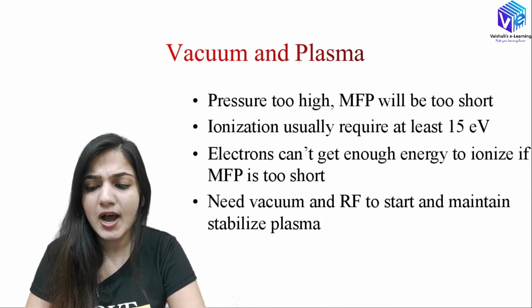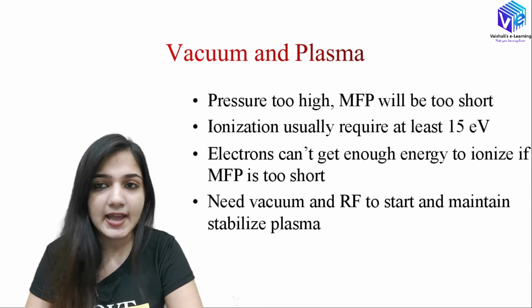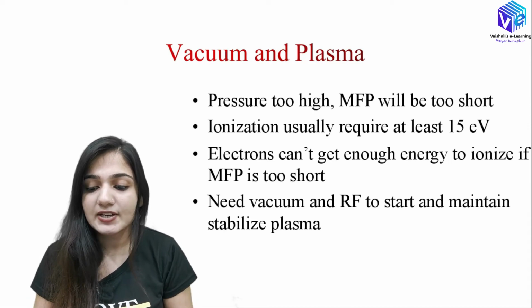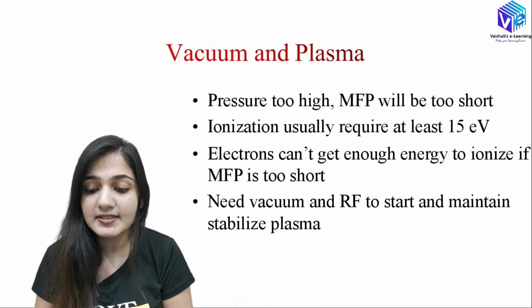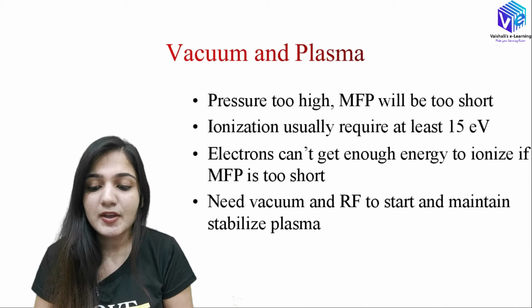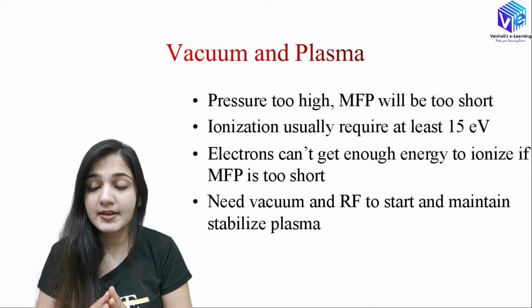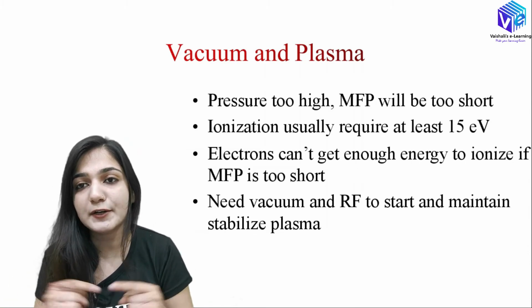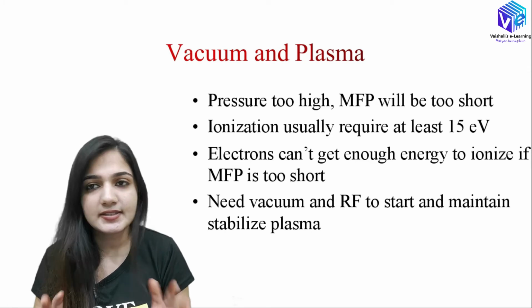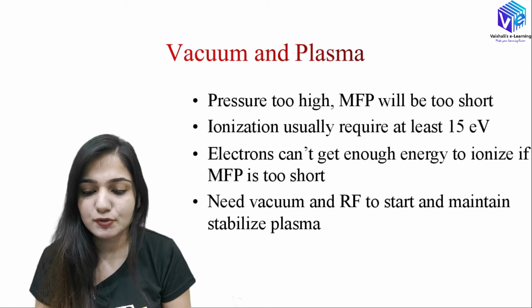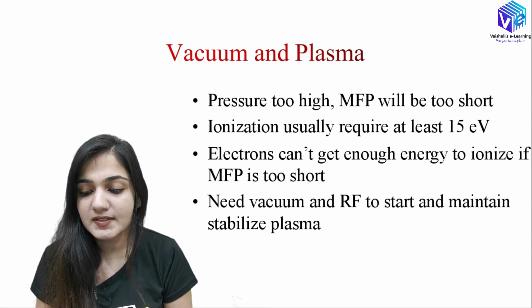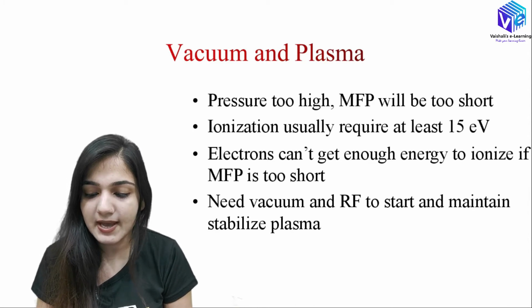If the pressure is too high, the mean free path will be very less. I have already discussed it. Ionization usually requires at least 15 electron volts, and if the electrons can't get enough energy to ionize, then the mean free path will become very less. If my ion is not getting ionized, then the whole of the energy is transferred into the collisions. If it is getting ionized, then there will be a higher mean free path. So we require the vacuum condition, and also we require the radio frequency to start and to maintain stabilized plasma.